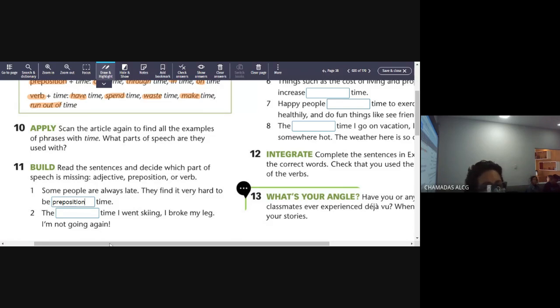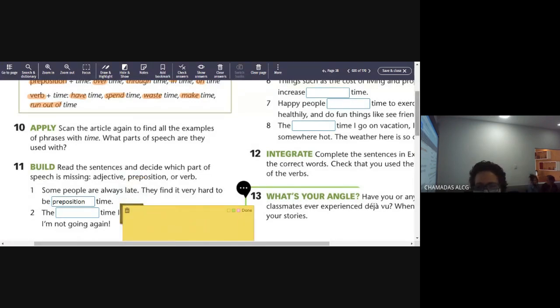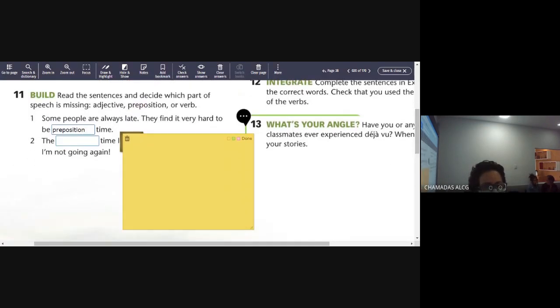Let's see, here it says preposition, but we know the preposition we should put here is on time, okay? So let me just close here. Let me show you here. Number one, the best word would be on time. And of course, it's a preposition, okay? All right, what about number two?